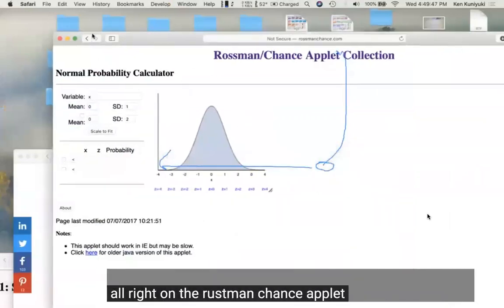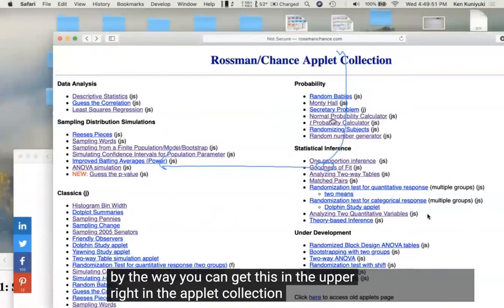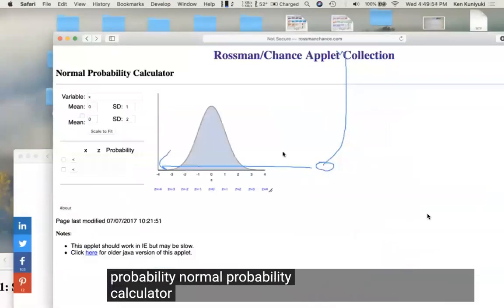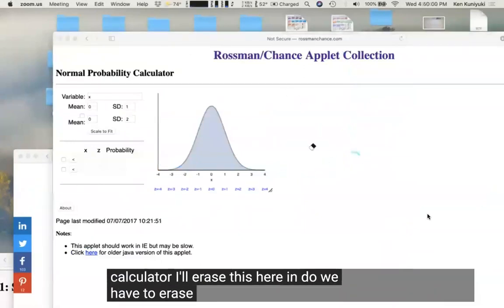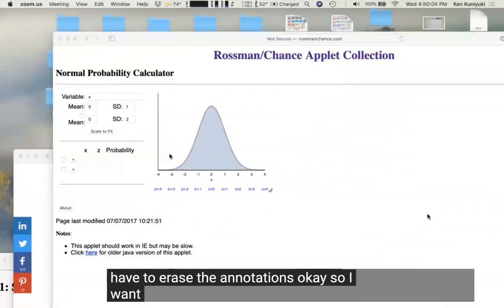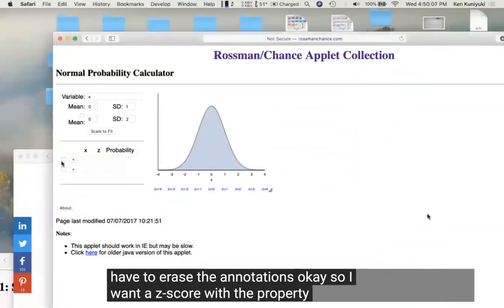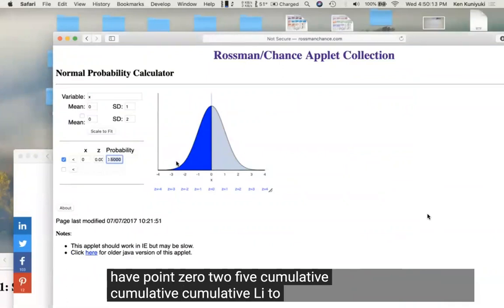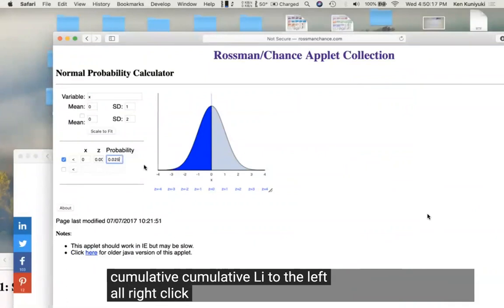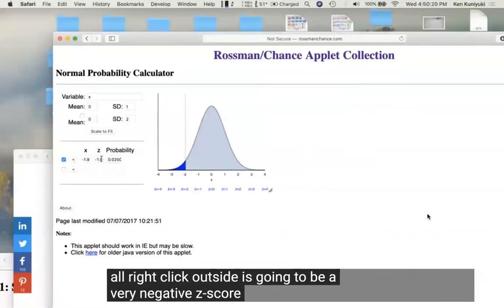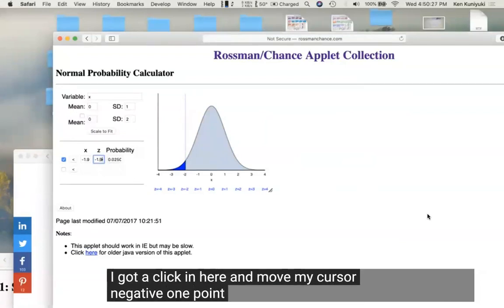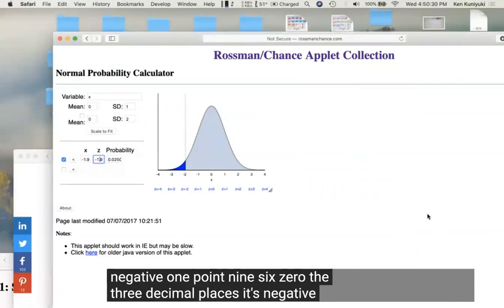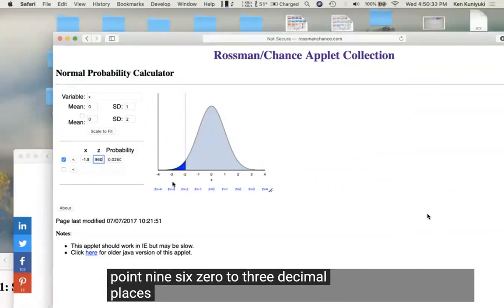On the Rossmann-Chance applet, by the way, you can get this in the upper right, in the applet collection under probability, normal probability calculator. I'll erase this here. In Zoom, you have to erase the annotations. Okay, so I want a z-score with the property that I have 0.025 cumulatively to the left. Click outside. It's going to be a very negative z-score. In fact, to find out more decimal places, I got to click in here and move my cursor. It's negative 1.960 to 3 decimal places.